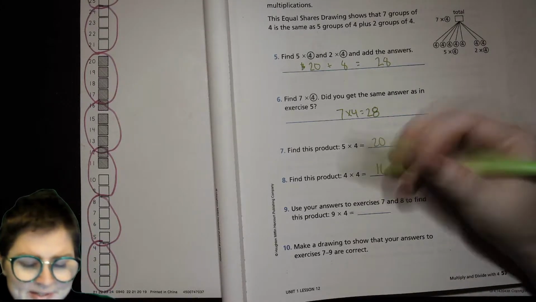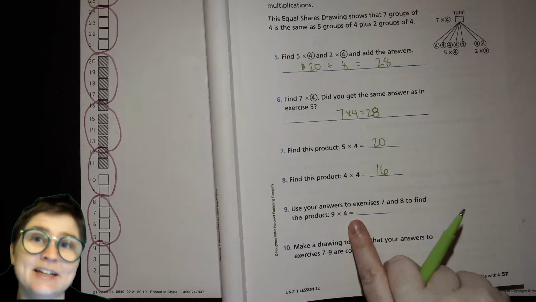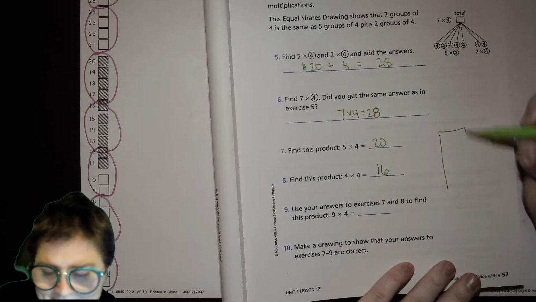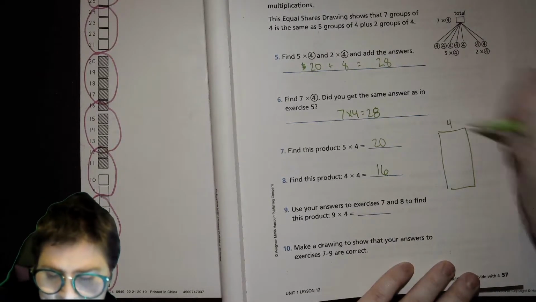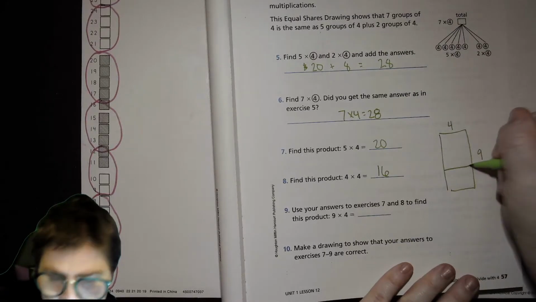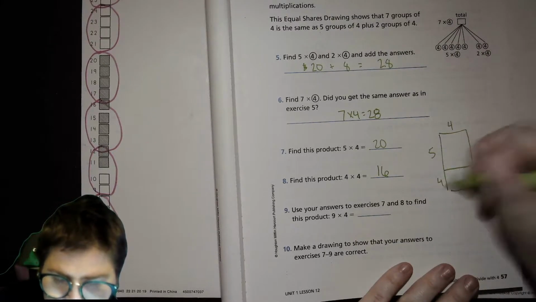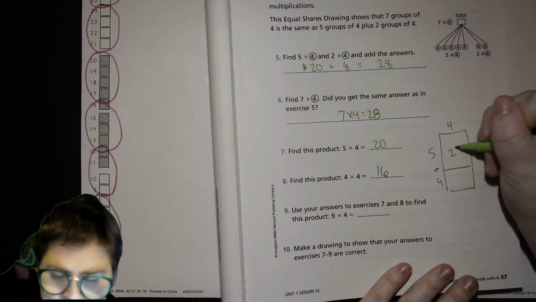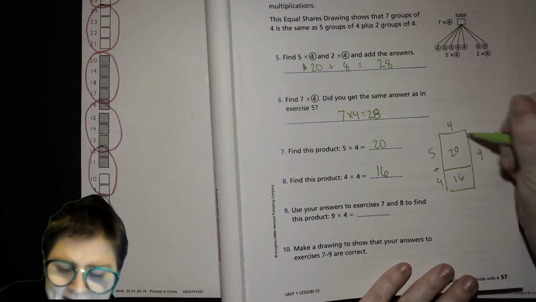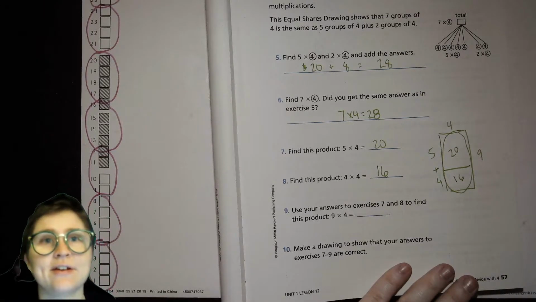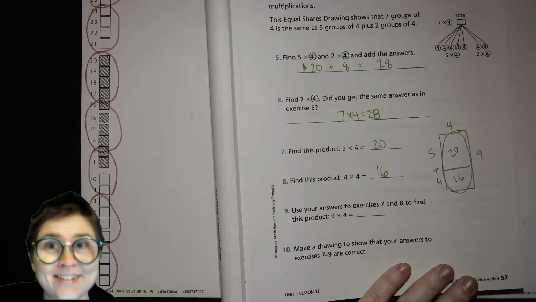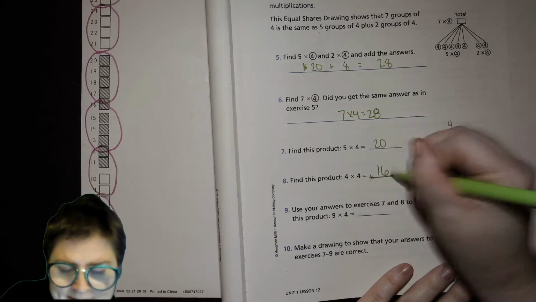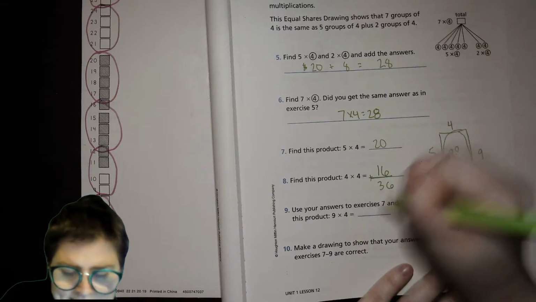Now, how can we use these to find 9 times 4? We have 4 over here, 9 over here, 5 over here, 4 over here. Wait, 5 plus 4 is 9. This part is 20. This part is 16. How do we find what all of it is all together? You add them up, right? So let's add those up. 20 plus 16, 6, 3 tens, 36.